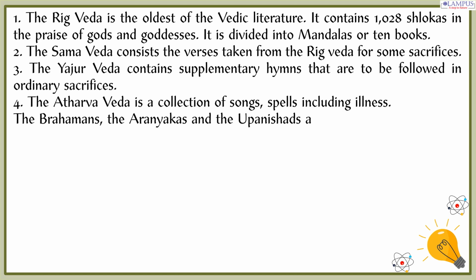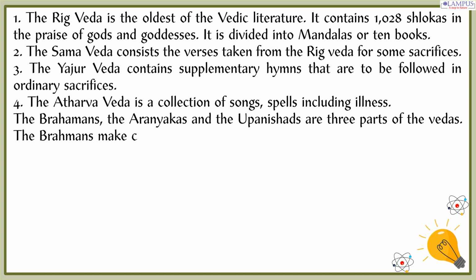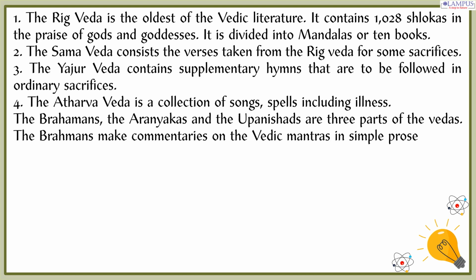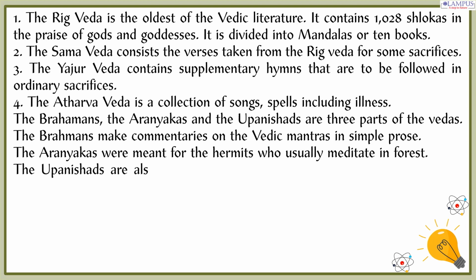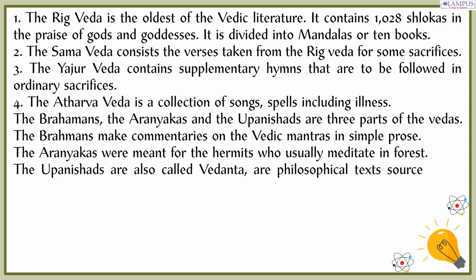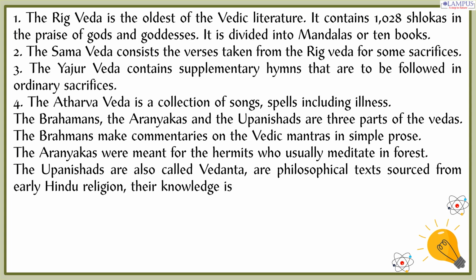The Brahmanas, the Aranyakas and the Upanishads are three parts of the Vedas. The Brahmanas make commentaries on the Vedic mantras in simple prose. The Aranyakas were meant for the hermits who usually meditate in the forest. The Upanishads, also called Vedanta, are philosophical texts sourced from early Hindu religion. Their knowledge is considered sacred.